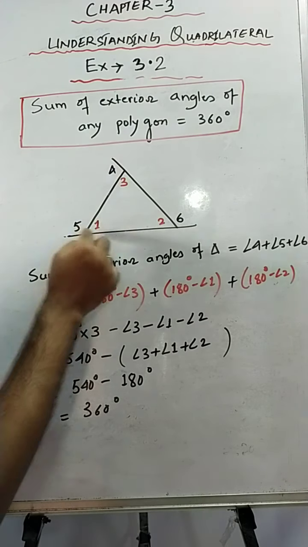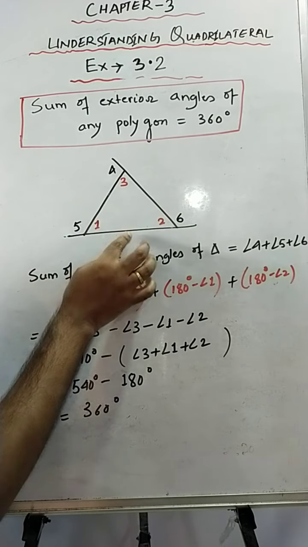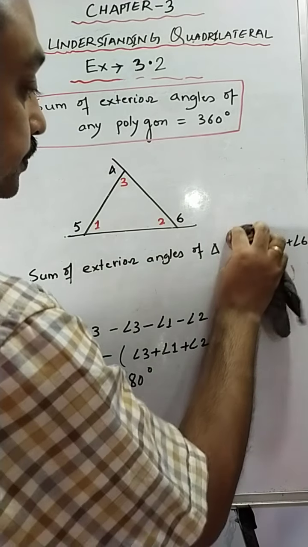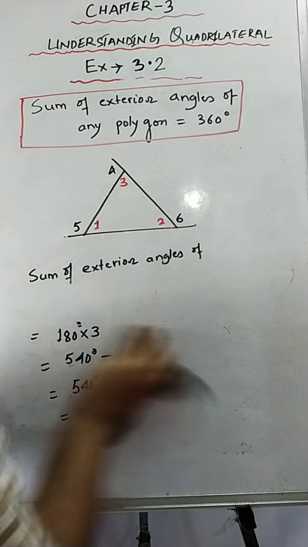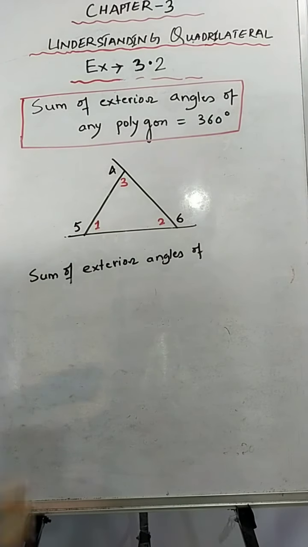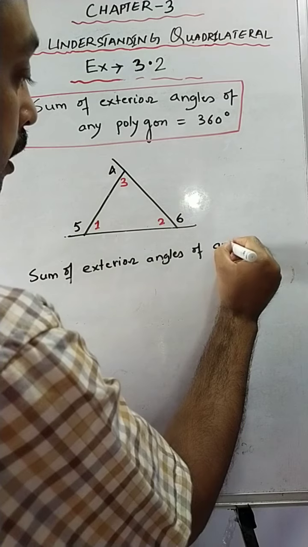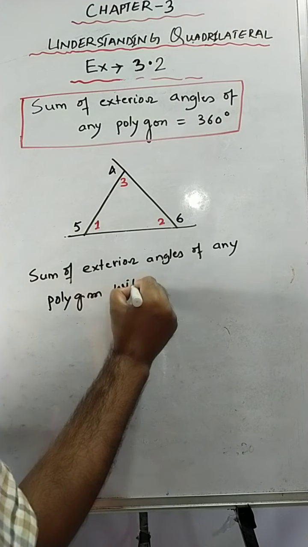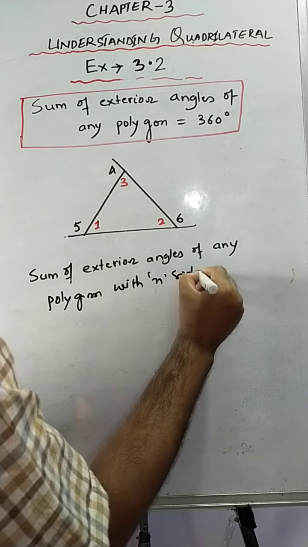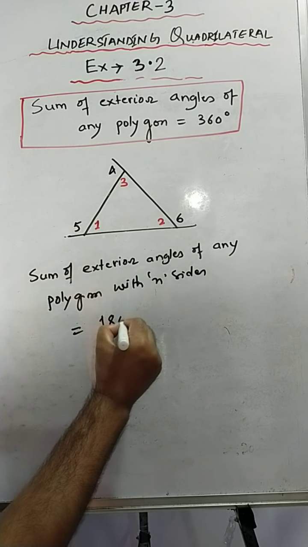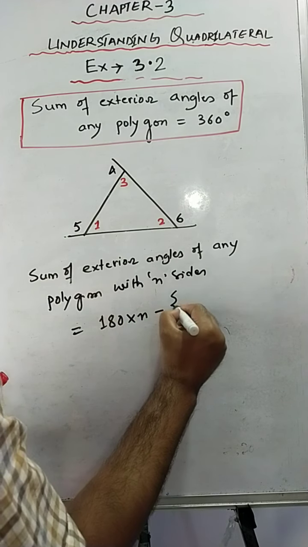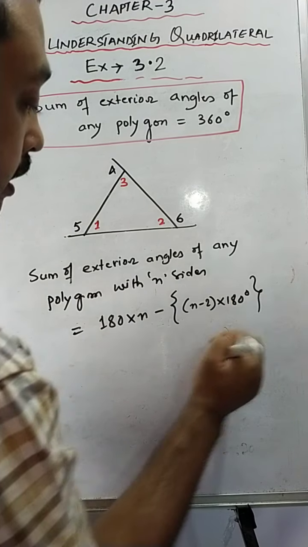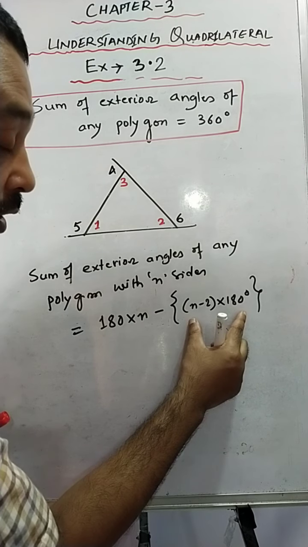Okay. So 180 degree depends on how many sides are there. So this time there are 3 sides, so three 180 degrees are there. Okay, so accordingly we'll write the formula. You see, the sum of exterior angles of any polygon with n sides would be equal to 180 degree into n minus (n minus 2) into 180 degree. You remember this formula? This is the sum of interior angles of any polygon.